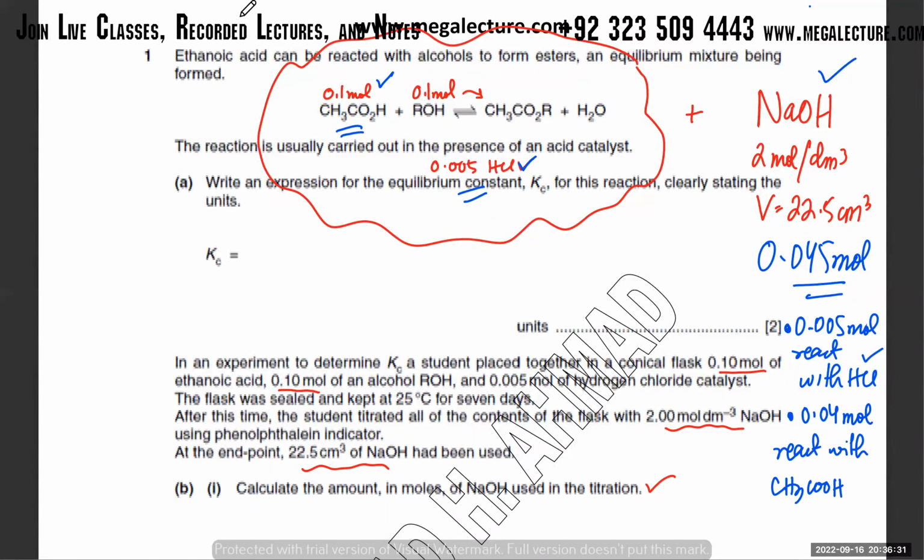So how much ethanoic acid is actually left after several days? Based on this, ethanoic acid and NaOH react in 1:1, right? So if only 0.04 moles of NaOH is reacting, right? तो एथेनोइक एसिड कितना बचा हुआ पड़ा हुआ है? 0.04 moles, right? Is that clear? No, sir.